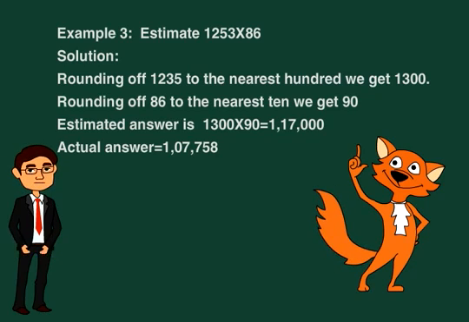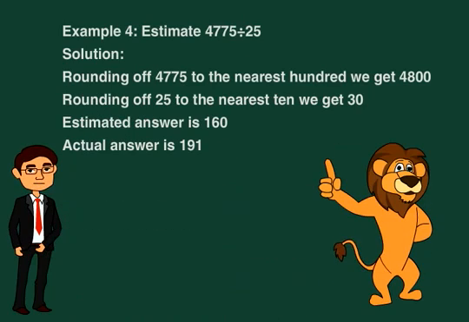Estimate 1253 multiplied by 86. Rounding off 1253 to the nearest 100, we get 1300. Rounding off 86 to the nearest 10, we get 90. Estimated answer is 1300 times 90 equals 117,000. Actual answer equals 107,758.